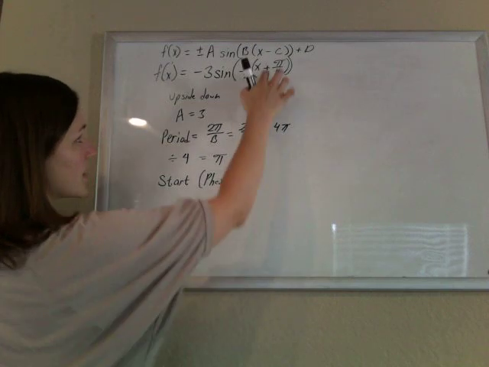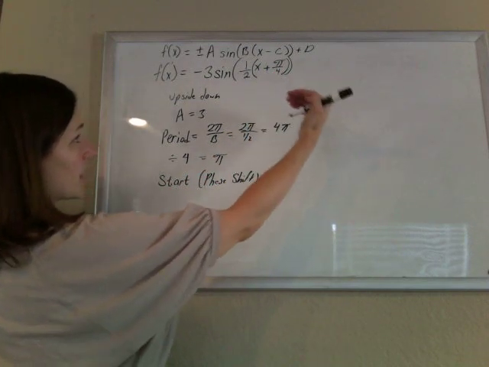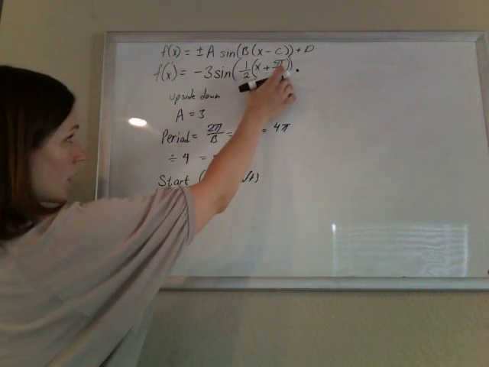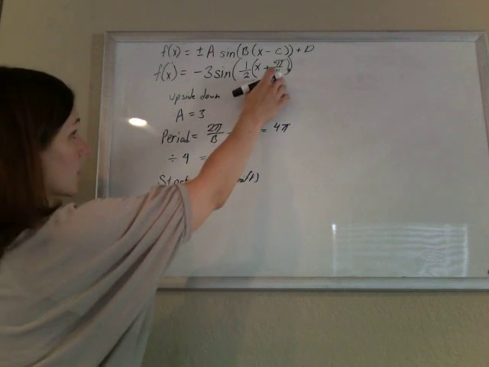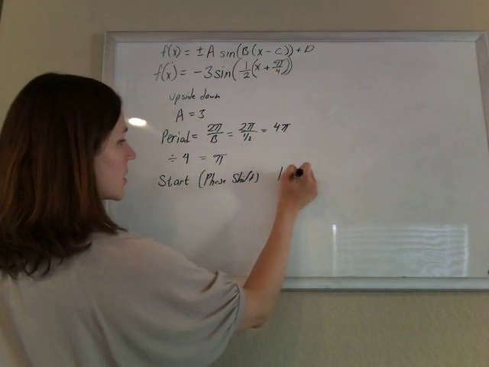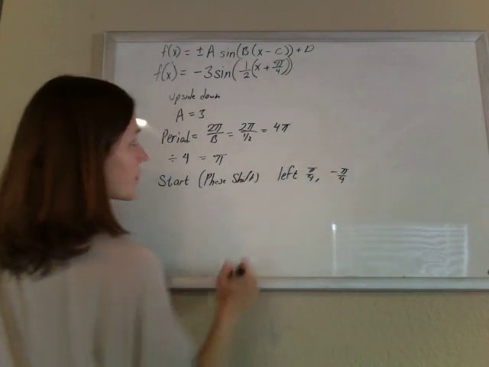Because it's x plus pi fourths, this graph has been shifted to the left pi fourths. Remember, when it's grouped in, it does the opposite of what you'd expect. So I want to start left pi fourths. So I'm going to start at negative pi fourths.